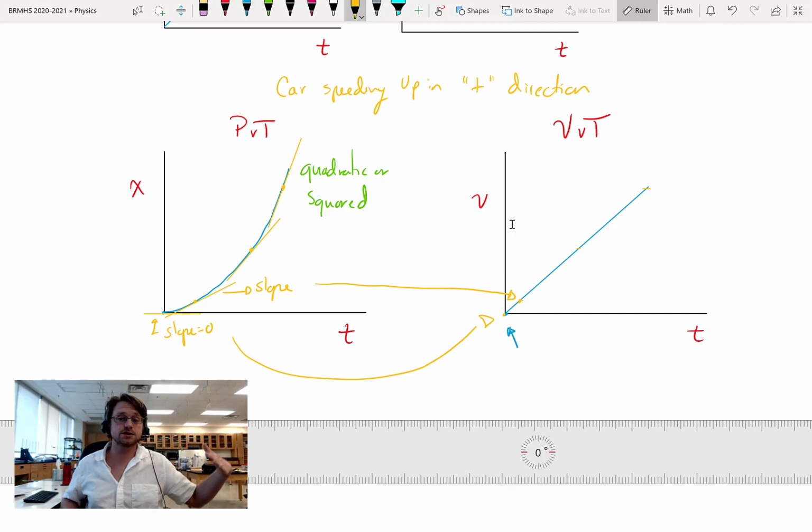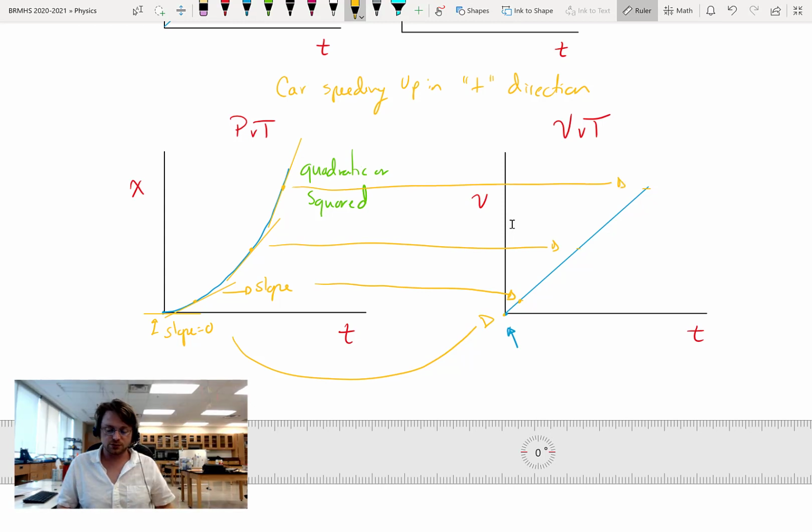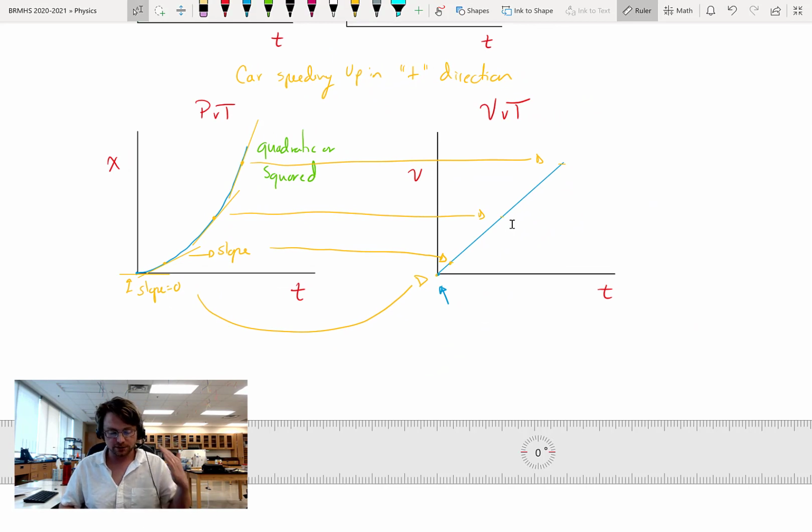So if the position versus time is curvy, it's going to be quadratic, or a squared graph. If it's curvy like that, or like this, then you're going to have a linear velocity versus time graph. All of these slopes will correspond, giving you a value for the velocity at each of those respective times. Okay, so there's how we can look at the position versus time for a car speeding up in the positive direction, and how that corresponds with a velocity versus time graph.